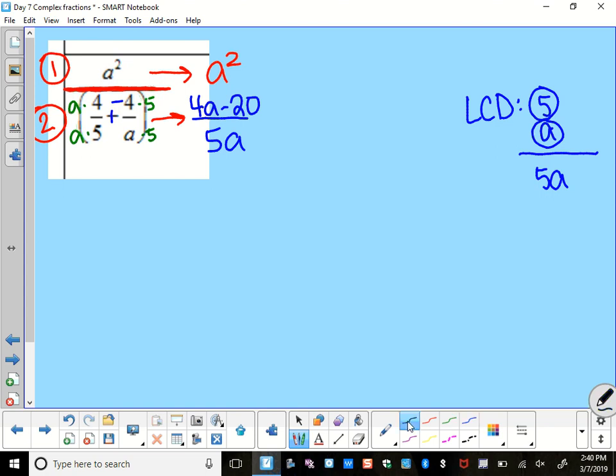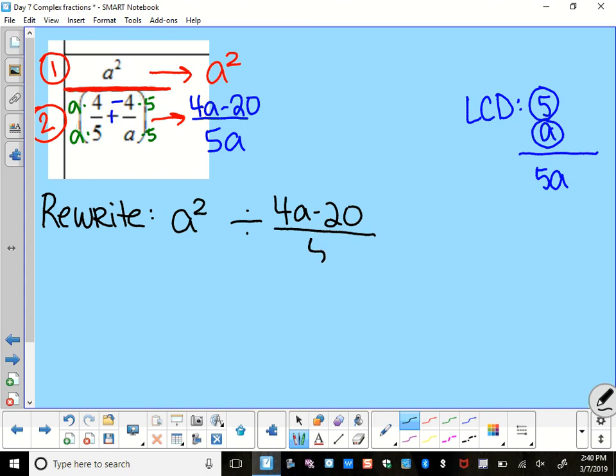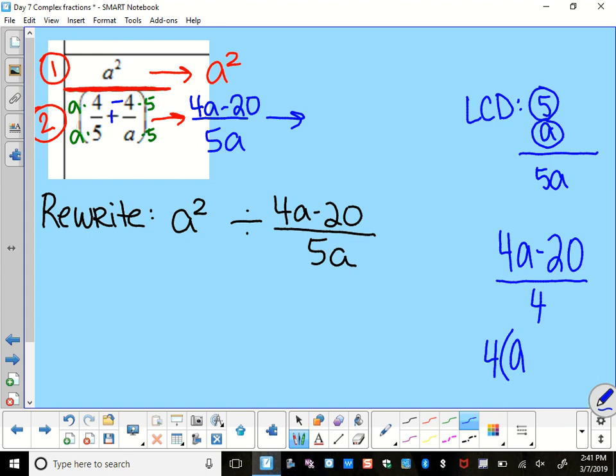All right, so if we rewrite this, we have a squared divided by 4a minus 20 divided by 5a. Oh wait, I made a mistake. Look at this 4a minus 20. Can I simplify that numerator anymore? Yeah, I can, right? 4a minus 20 has a GCF of what? 4. So if I divide both terms by 4, what are we left with? A minus 5.